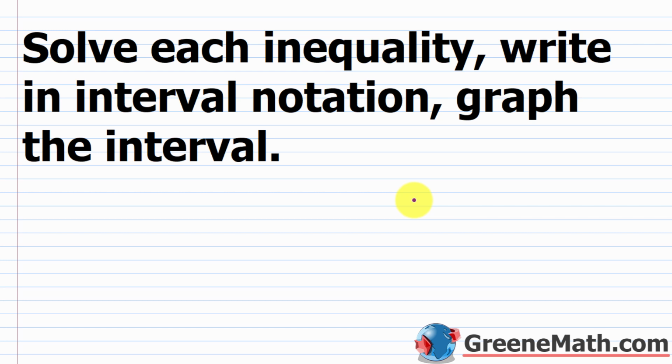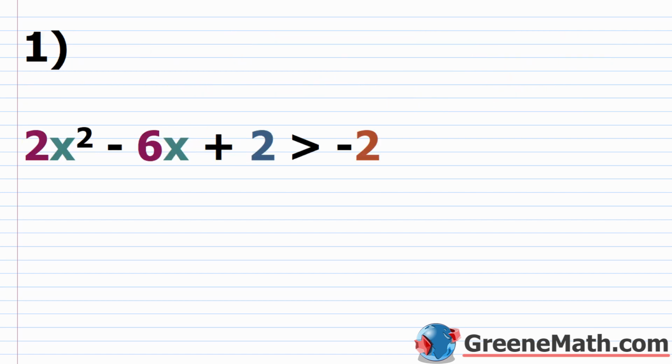All right, let's take a look at our practice test. We're told to solve each inequality, write in interval notation, and then graph the interval. All right, for the first problem, we're looking at 2x squared minus 6x plus 2 is greater than negative 2.